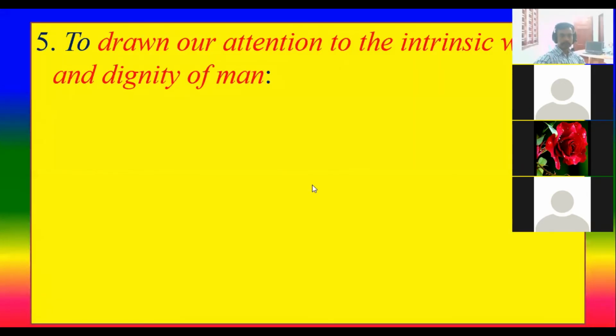Fifth one, to draw our attention to the intrinsic worth and dignity of man. Study of sociology helps us understand our dignity, our role in the society. For example, we are nurses. What's our role and prestige and dignity?